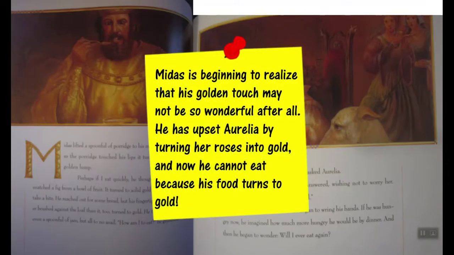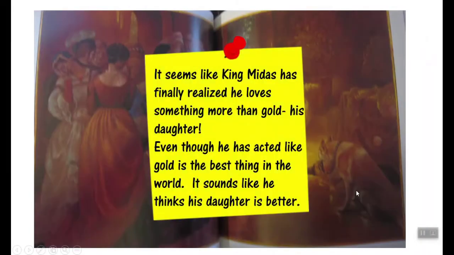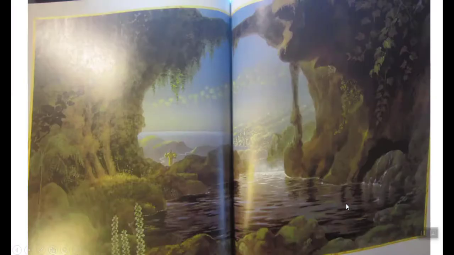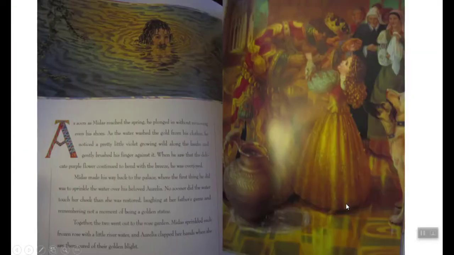And then Midas is beginning to realize that the golden touch may not be so wonderful after all, because he turned his Aurelia into gold, and he saw how much it really hurt her. That all the flowers that she loved turned to gold. And it seemed like he loved his daughter more than he loved his gold. So he went back and he begged for forgiveness.